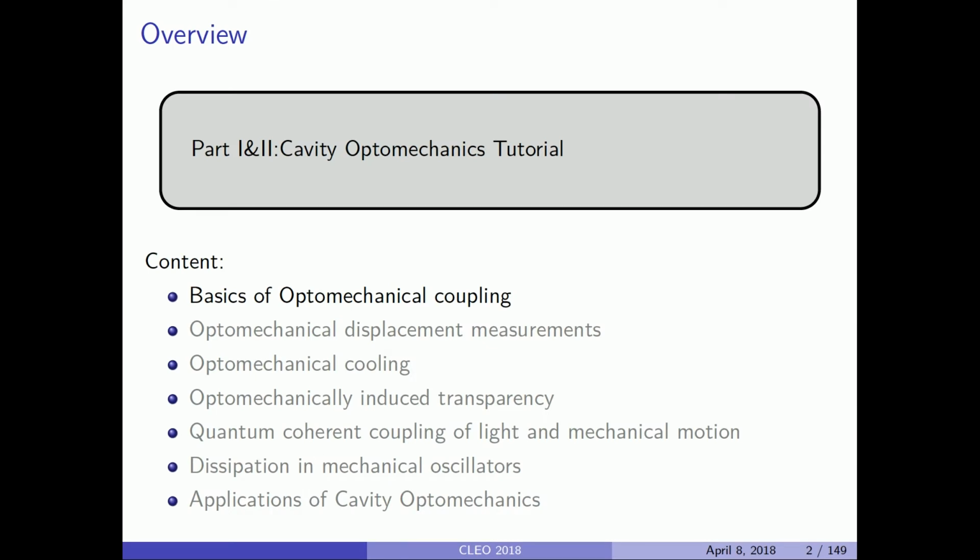So the tutorial is set up in the following way. I said I'd like to first describe the basics of optomechanical coupling, describe how you can obtain very sensitive displacement measurements, how you can use radiation pressure to cool and amplify mechanical motion, and talk about this so-called standard quantum limit. And as I described, the tutorial is set in two parts.